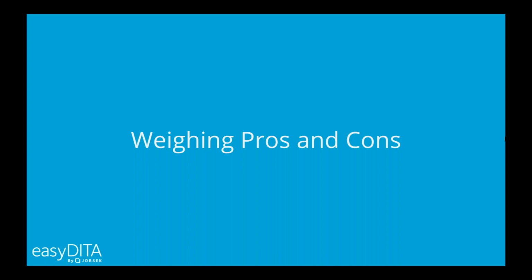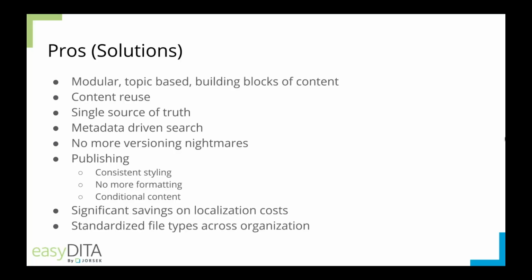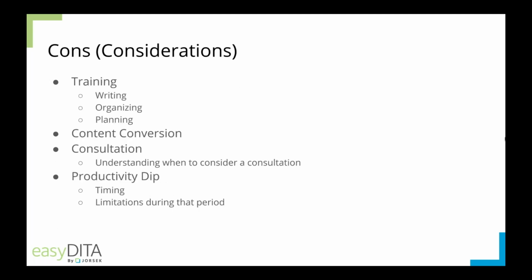So now we've gone over all this. We've talked about the pros, the things that we saw as solutions to those problems that exist in the modern company, things like the topic-based building blocks of content, reuse, single source of truth, metadata, etc. We also took some time to look at the considerations, the things you should be aware of before making this jump over to DITA.